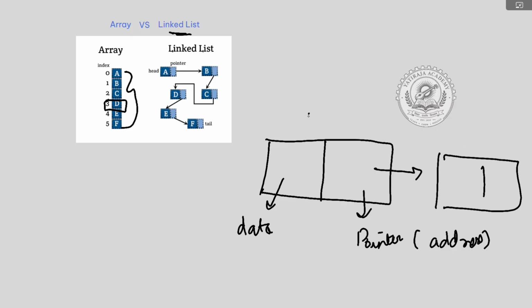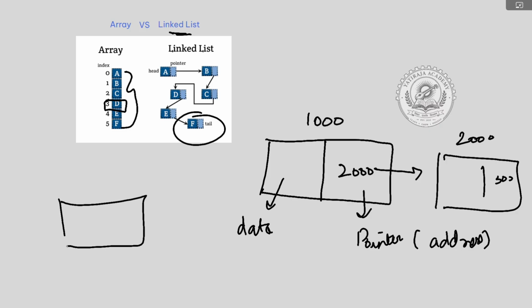Here the node address is 1000, which points to 2000, and 2000 is connected to 3000. The last node, F, contains null in the address. Why? Because after the last node there is no node. The last node points to no node, so here there is null. This is the explanation of a link.